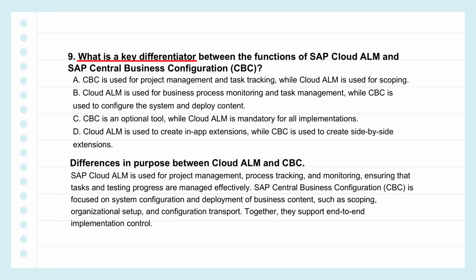Precisely. Now, SAP Cloud ALM, Application Lifecycle Management, that's your project manager and site supervisor. Its purpose is project execution and ongoing operations. Cloud ALM is where you manage tasks, track project progress, run testing cycles, both automated and manual, monitor business processes post-go-live, handle incident management. It's the manager of the project lifecycle and operations. So CBC sets it up, Cloud ALM runs the project and keeps it running. A clear division. You need both. Absolutely. You need both working together.